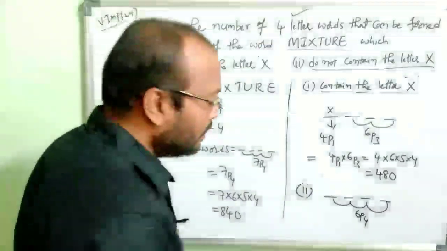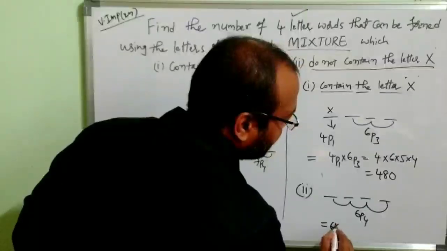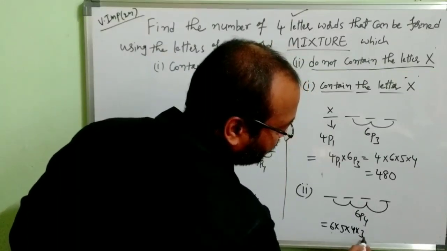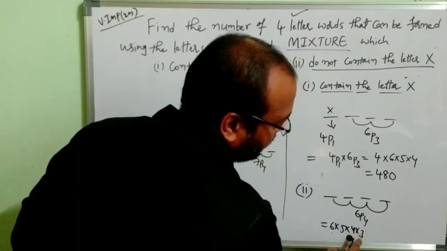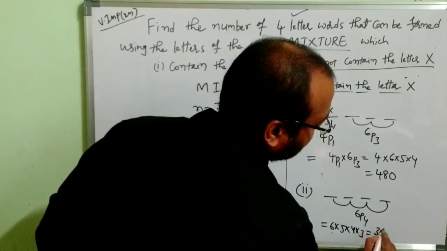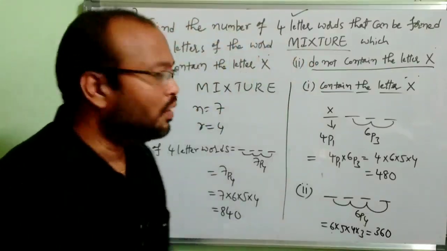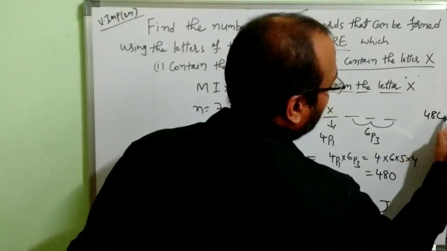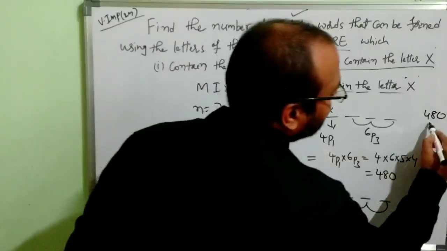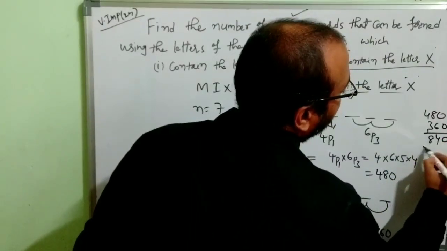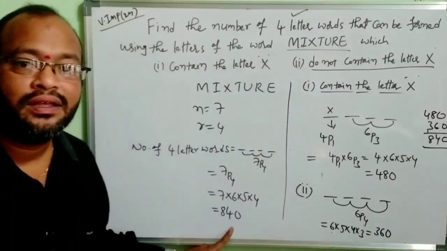Is it clear? 6P4 in the sense 6 into 5 into 4 into 3. Means 4 terms: 1, 2, 3, 4. 20, 5, 4, 20, 60, 360. Words that contain the letter X: 480. Words that do not contain the letter X: 360. Once we add this, it's 840. The total will be equal to 840.